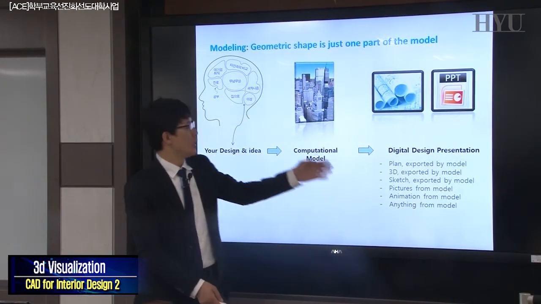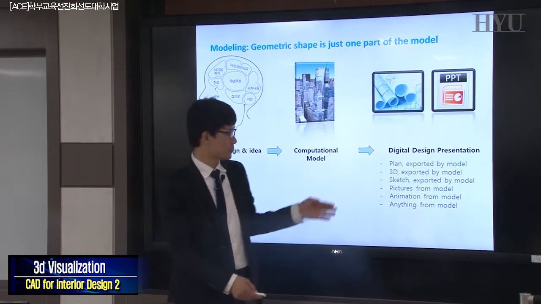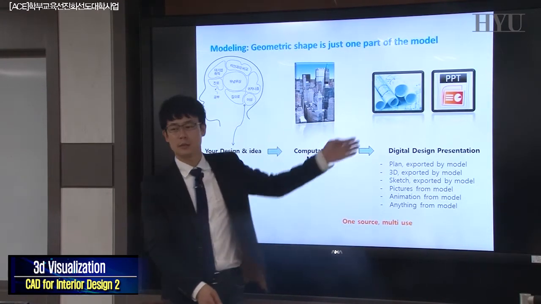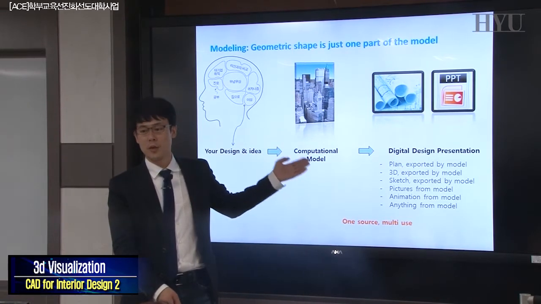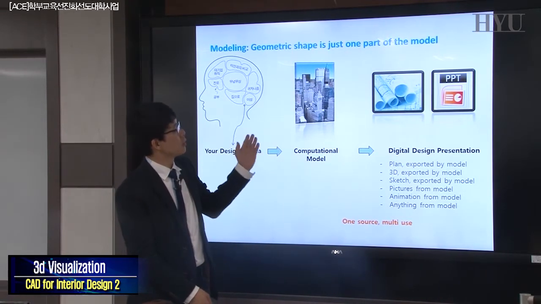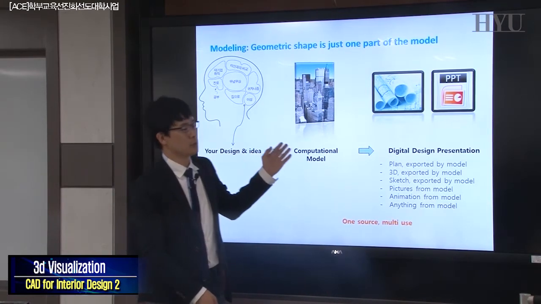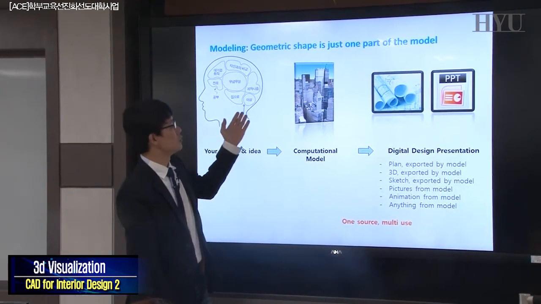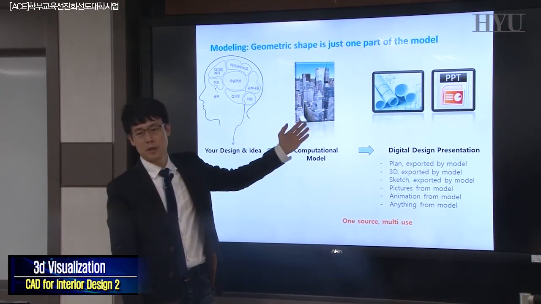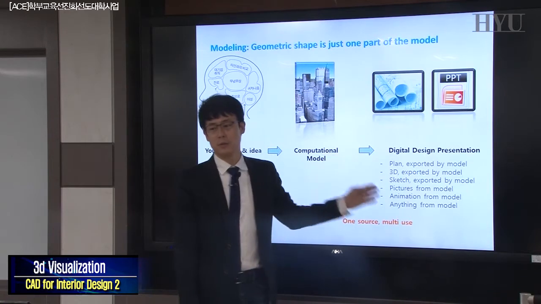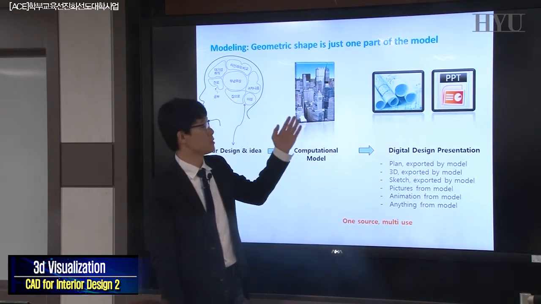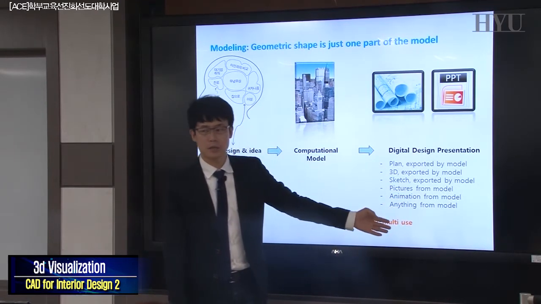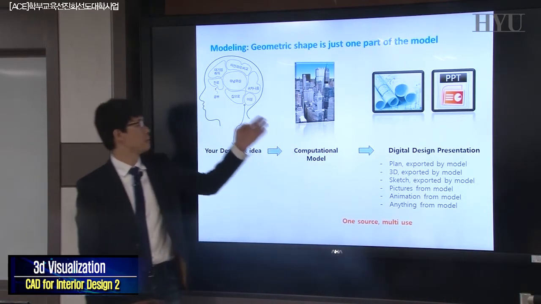You don't need to draw it. You can extract from your computational model. That means, simply said, one source, multi-use. Of course, it's not easy to create this computational model properly and correctly. But the good thing is you don't need to do repetitive work again and again. If you got some new idea, update your computational model, and all the others are going to be auto-generated, because the computer knows what your model is. So the computer can create plan, elevation, 3D, sketch, animation, according to this model, not directly from your brain.